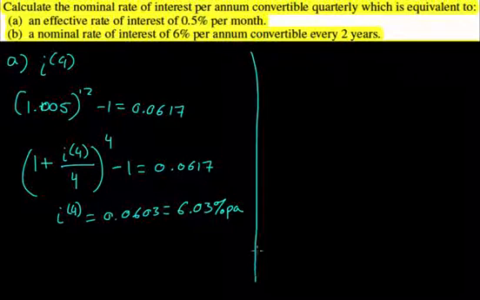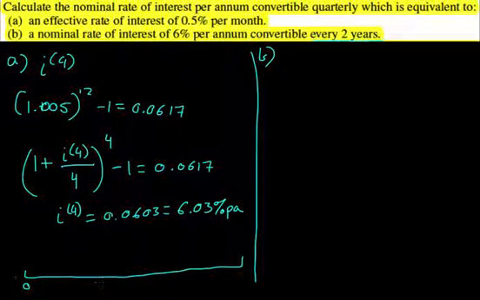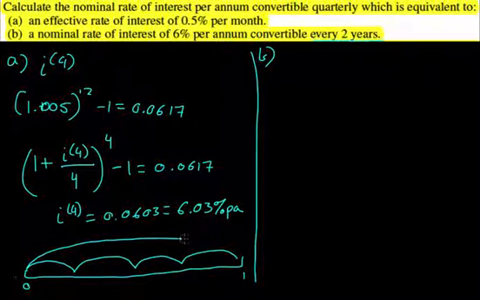Okay, so now let's have a look at part B. A nominal rate of interest, 6% per annum convertible every 2 years. So this is a bit interesting. In the way that we looked at the question over here, imagine we've got our time scale from now to 1 year, and we took some effective quarterly rates and added them up in a way to give us this big nominal rate.